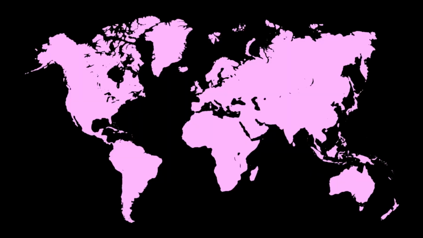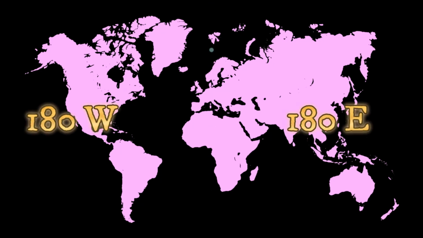The solution: prime meridian. To solve this problem, all countries agreed to start counting the longitudes from a specific meridian, the one that passes through Greenwich in the UK. This meridian is called the prime meridian, and it is 0 longitude. From here, we measure 180 degrees eastward and 180 degrees westward.